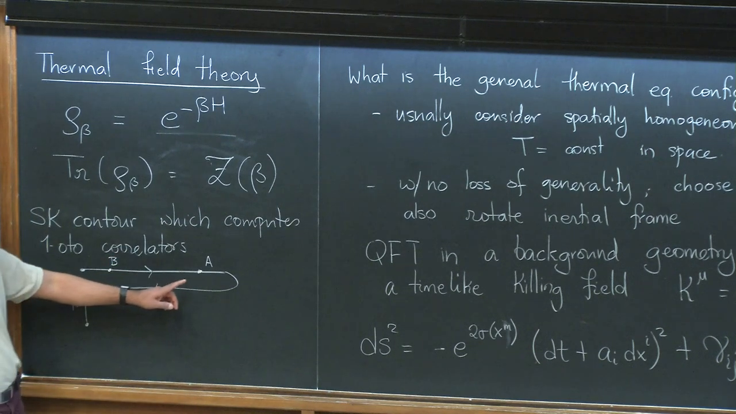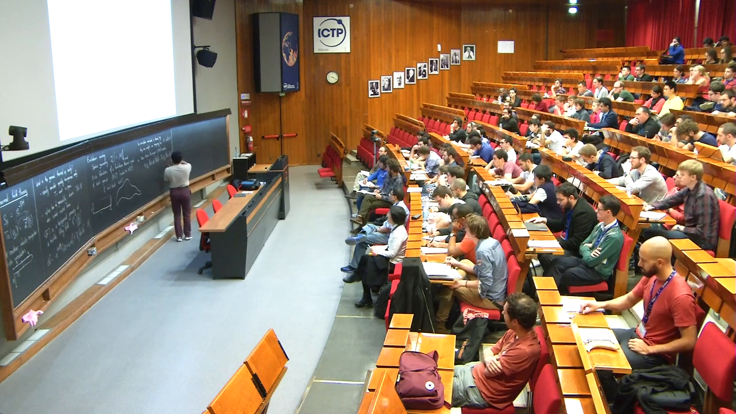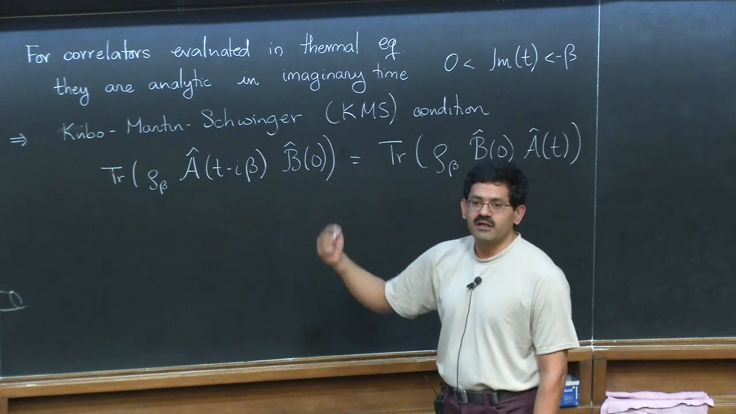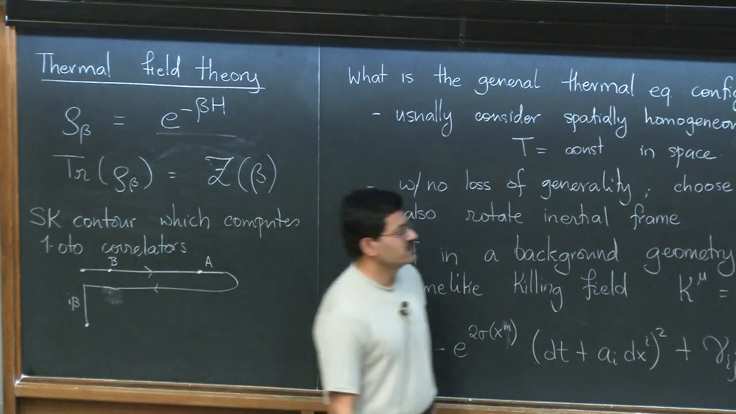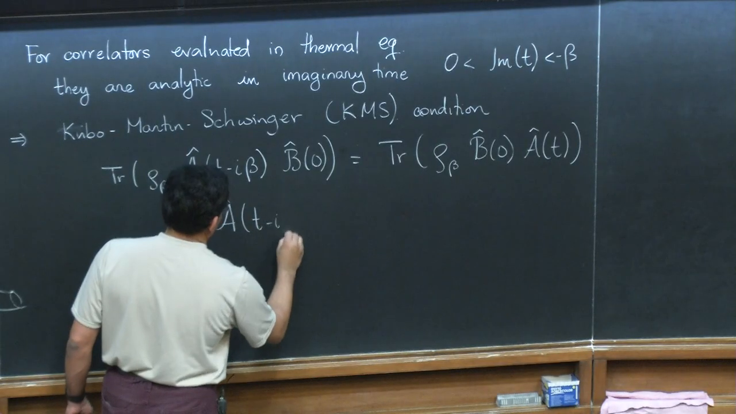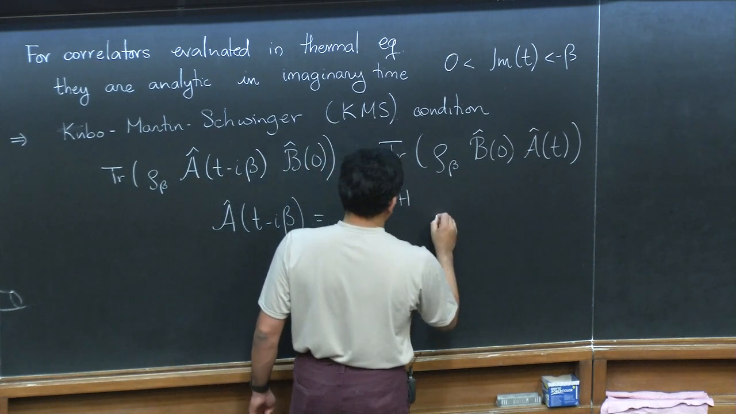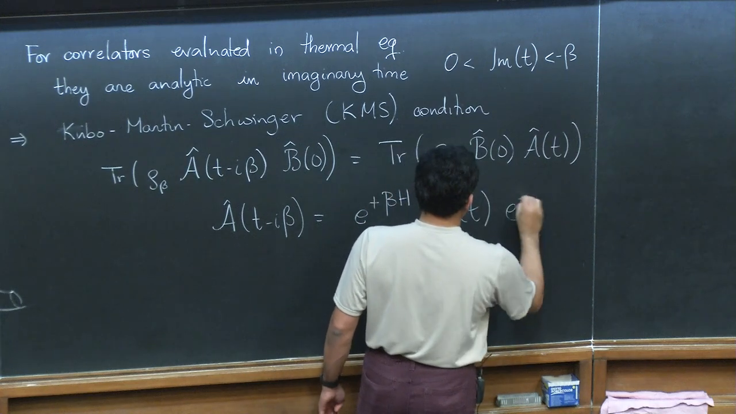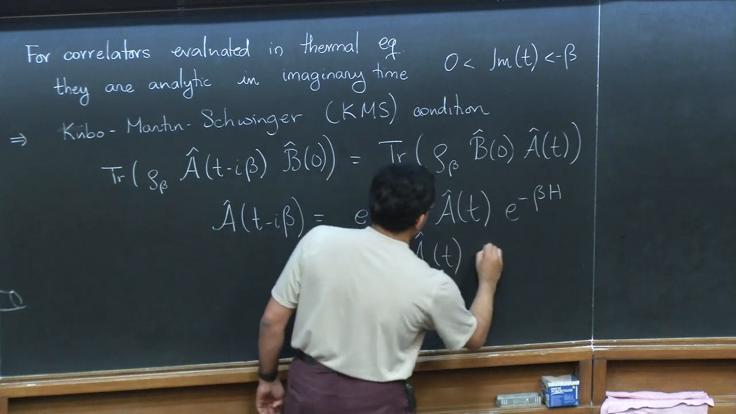You can sort of imagine playing a simple trick of sliding A through rho beta, which conjugates it to T minus I beta. It's just cyclically rearranging these guys, and you can keep going through by just seeing how it works on this contour of moving operators around as long as they're unobstructed to get these kind of relations. So because A of T minus I beta is simply e to the plus beta h A hat of T e to the minus beta h, which of course is nothing but rho beta inverse A hat of T rho beta.